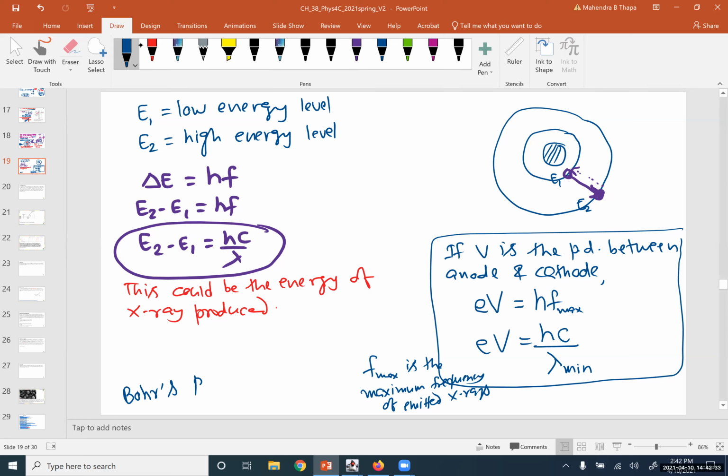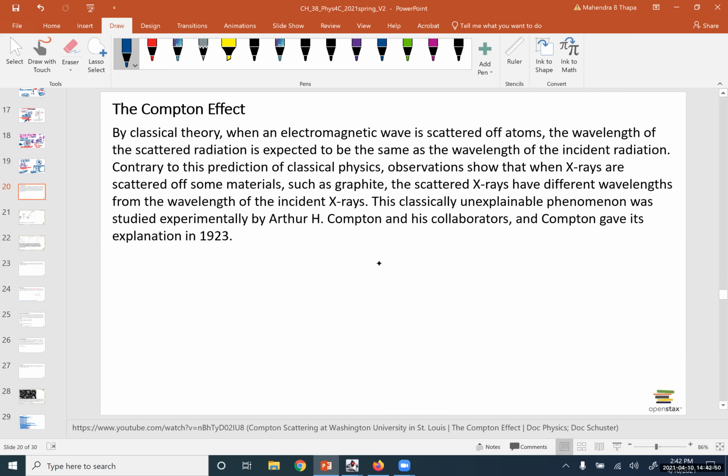Bohr's postulates. So we'll come to this point later. So this is all about the X-ray. So let's go further about the Compton effect.